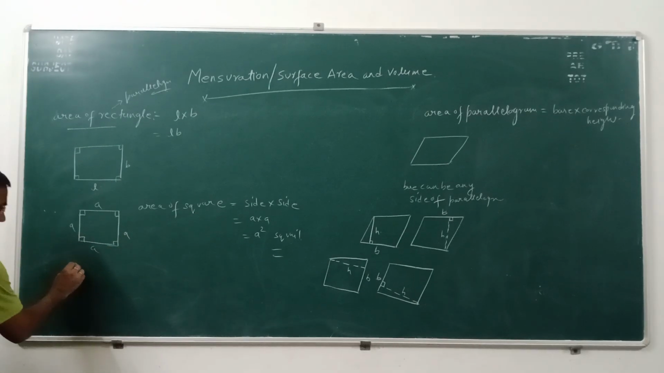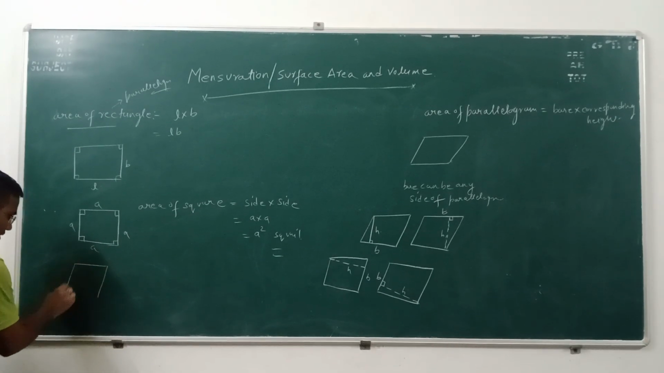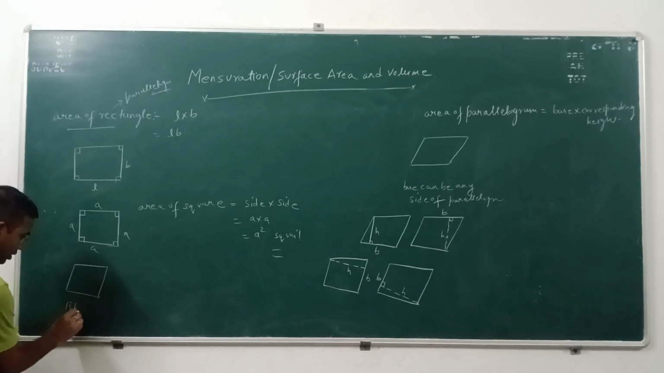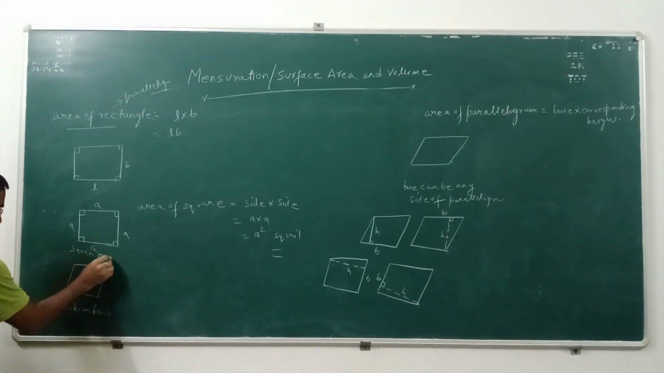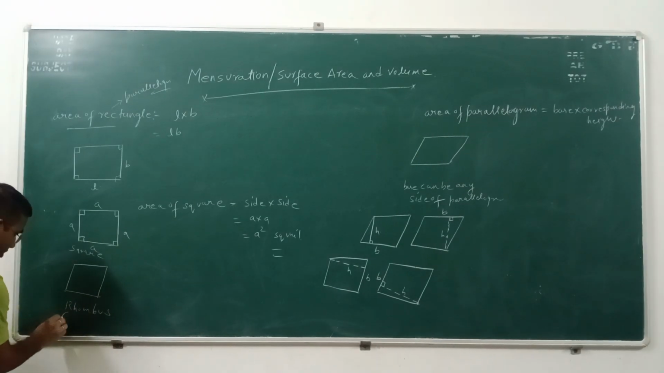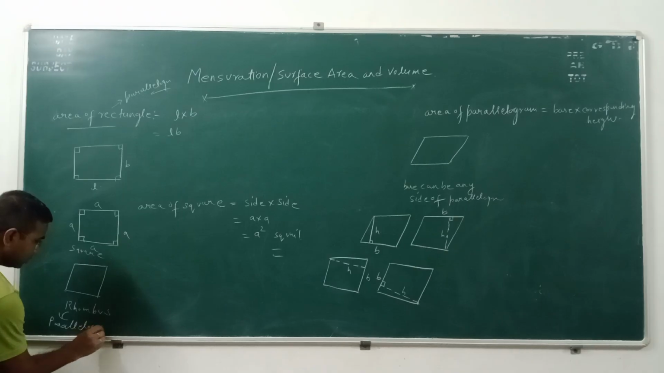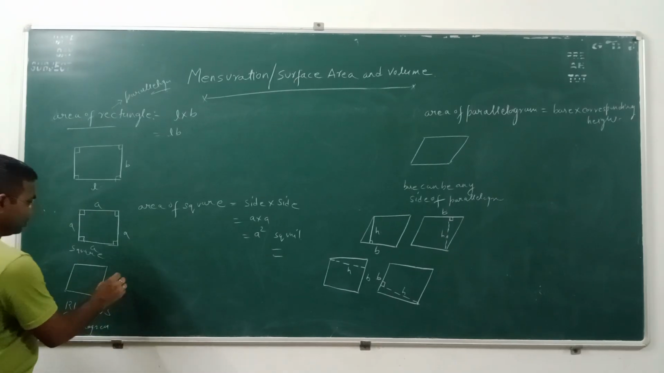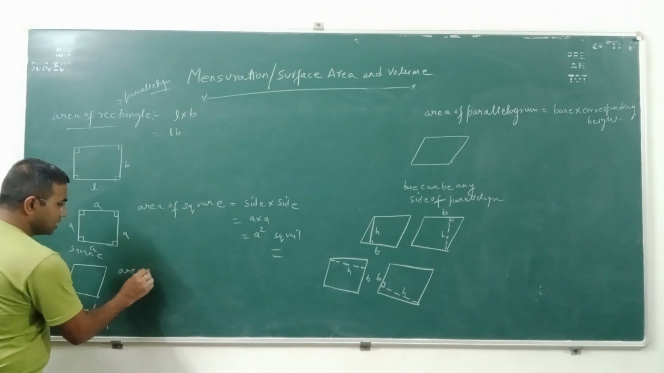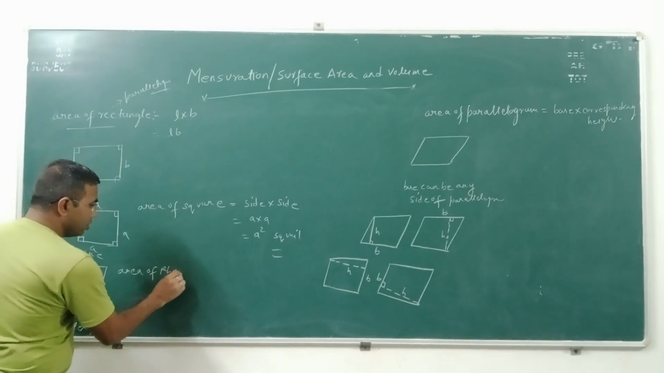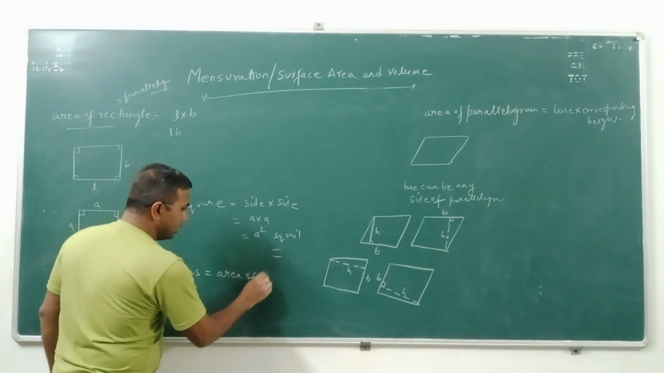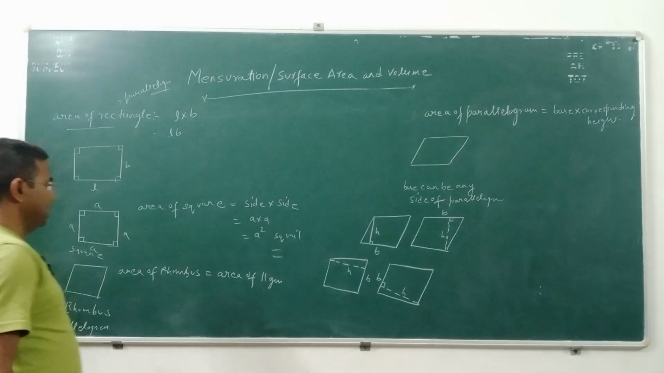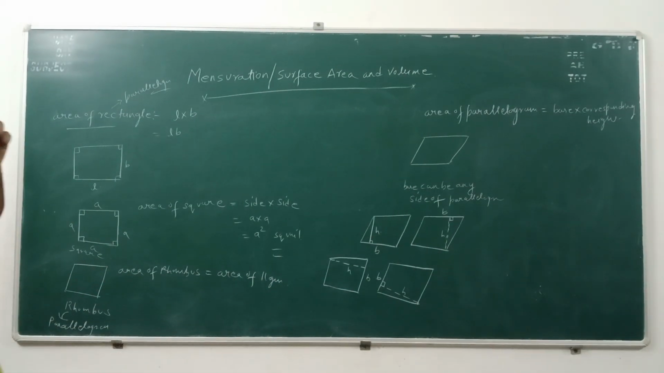Now let us talk about the rhombus. This was the square. Now as you know that a rhombus is also a parallelogram, then the area of a rhombus is equal to the area of a parallelogram. Area of rhombus is equal to area of parallelogram.